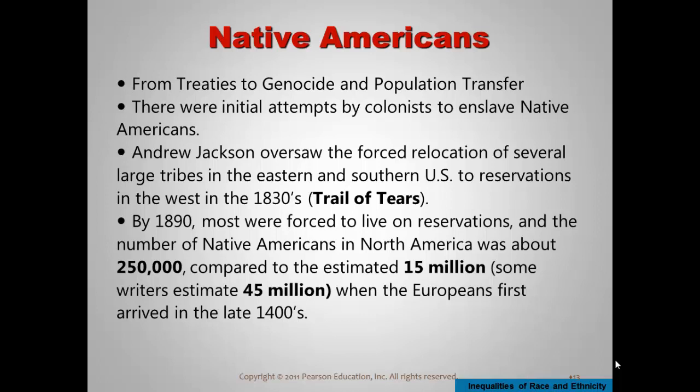And some writers estimate as much as 45 million, not just 15 million. This tells you a little bit about the rate of genocide that occurred as European Americans settled this continent. And yet, again, this is not something we read about much in our history books, and this is genocide that is far worse in numbers than the Holocaust, which of course we study because it occurred in another culture.